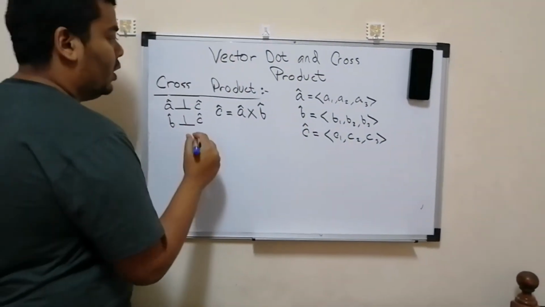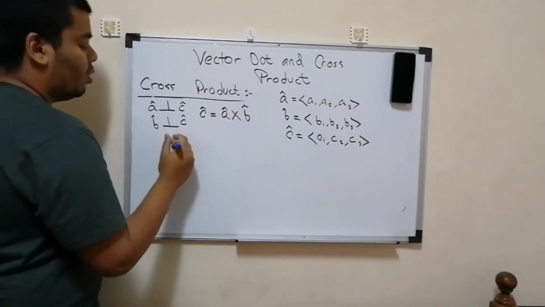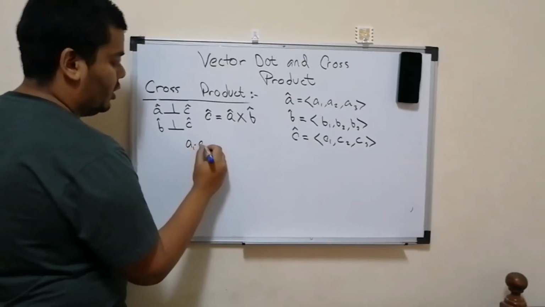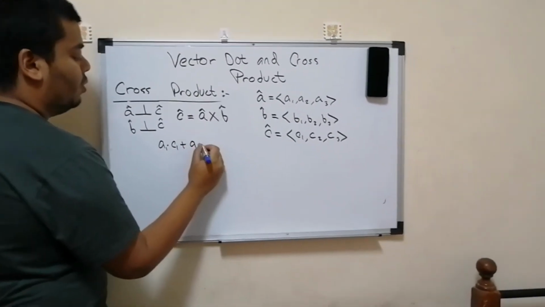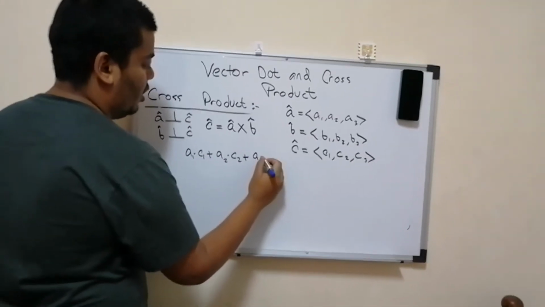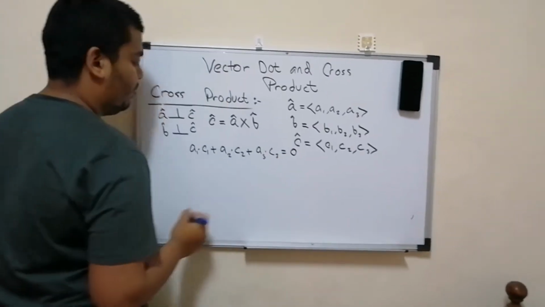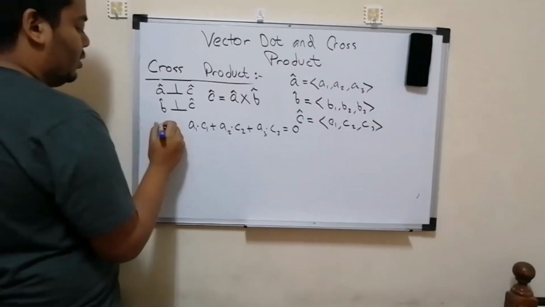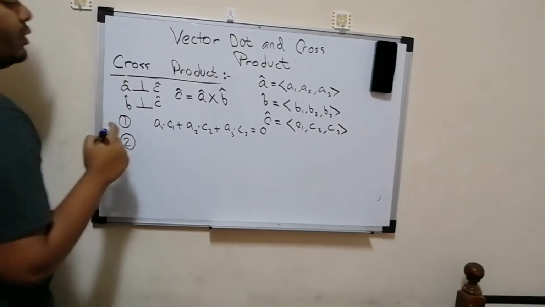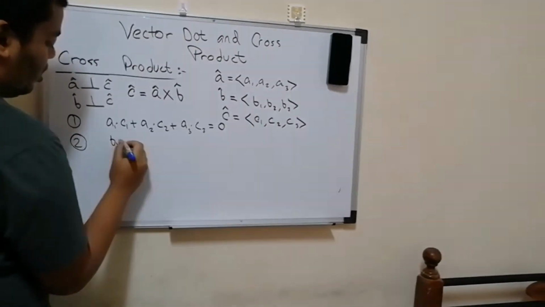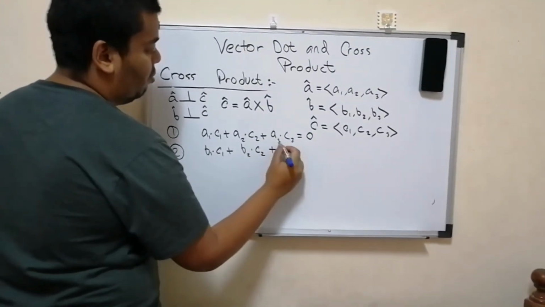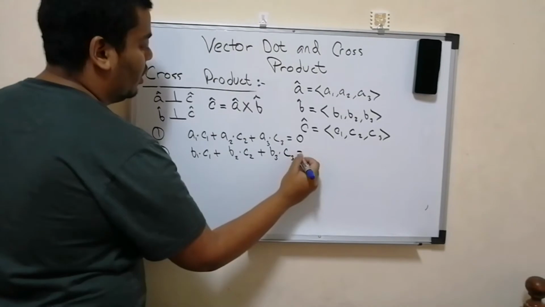So we will have the dot product of vector A and vector C, according to the formula, as A1 C1 plus A2 C2 plus A3 C3 is 0. Okay, let's name this equation 1. Equation 2, the dot product of vector B with vector C, will be B1 C1 plus B2 C2 plus B3 C3 is 0.